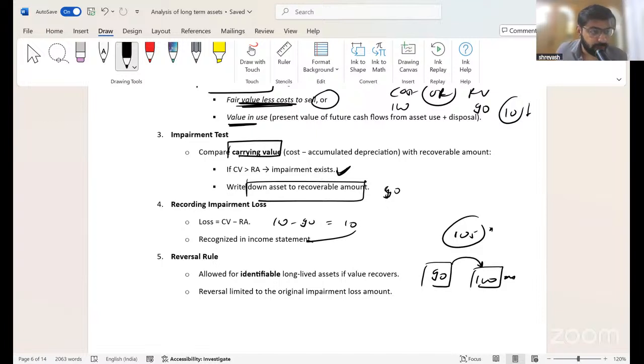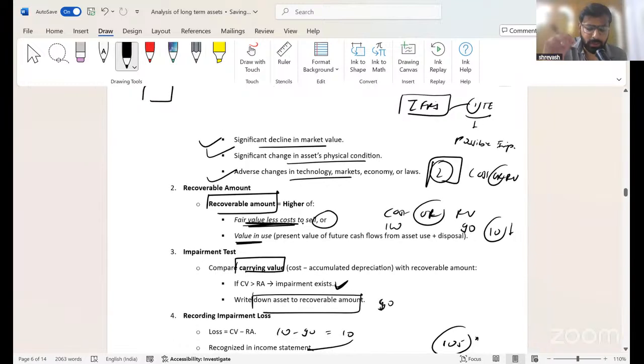तो सर, impairment reversal is allowed only for identifiable long lived assets. Sorry, my bad. For unidentifiable assets, no sir, it is not allowed. And the reversal is limited only to the original amount of impairment loss.